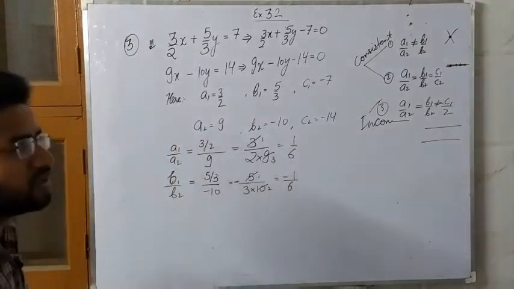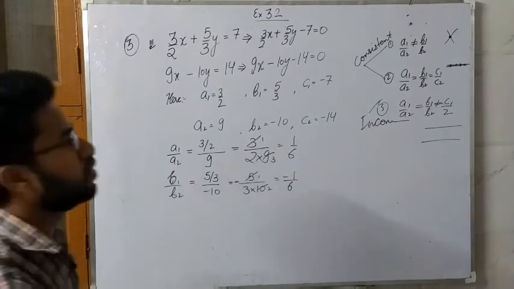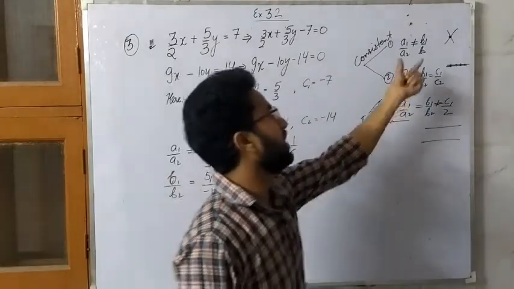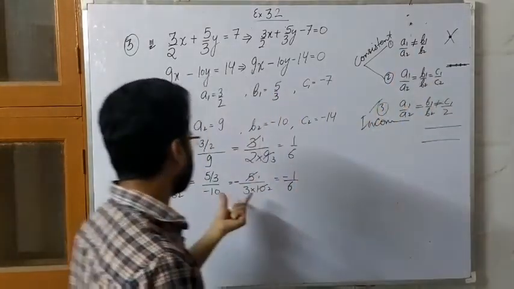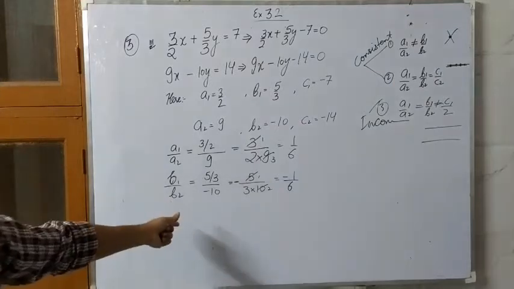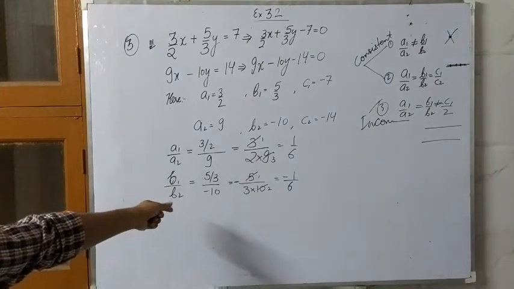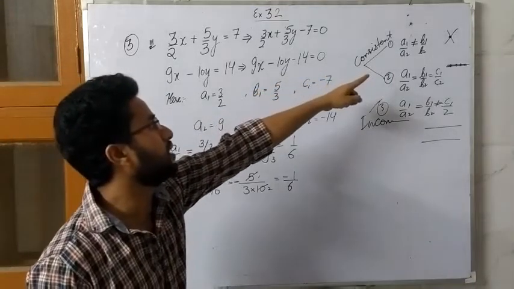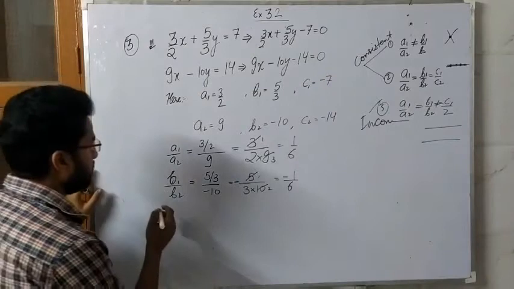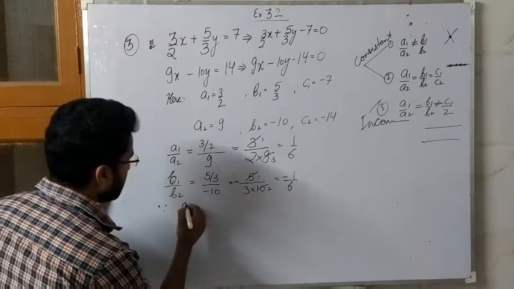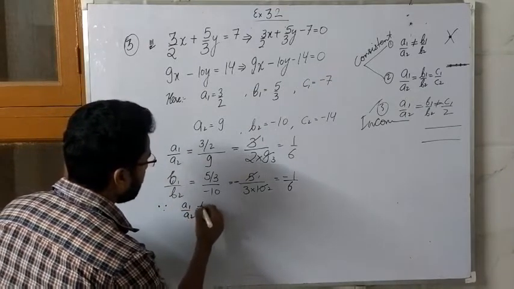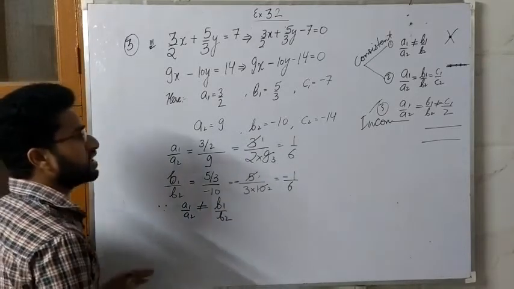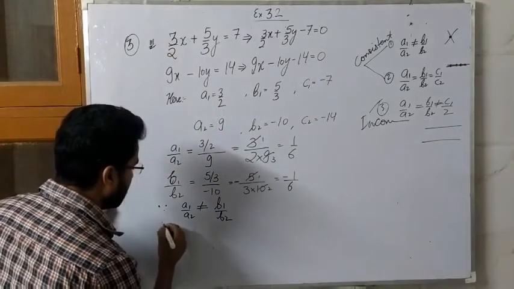Clearly a1 upon a2 is not equal to b1 upon b2. There is no need of finding c1 upon c2, because a1 upon a2 is clearly not equal to b1 upon b2. So this pair of linear equations will have a unique solution. So we will say since a1 upon a2 is not equal to b1 upon b2, in this condition the two lines intersect each other.